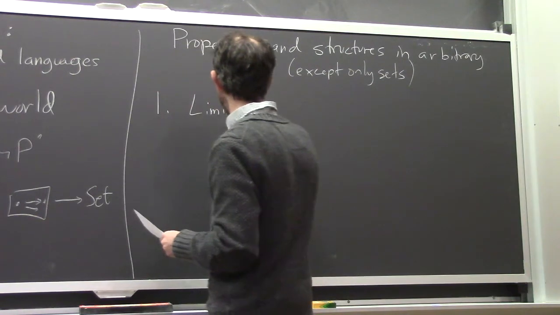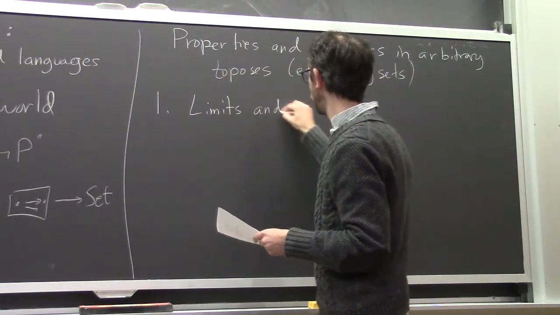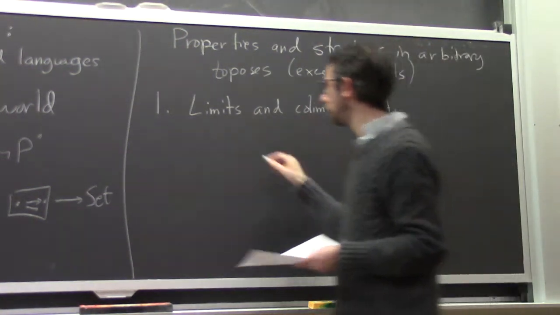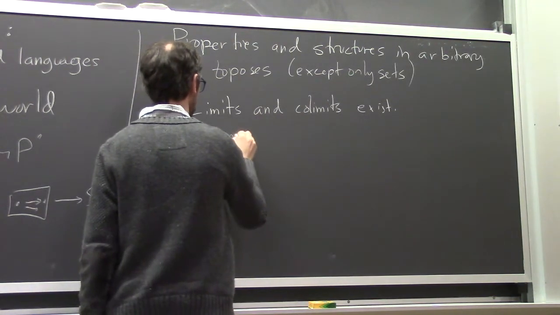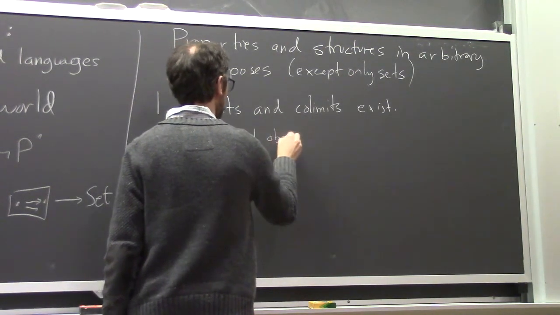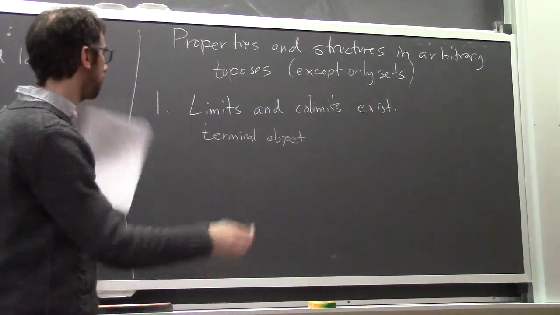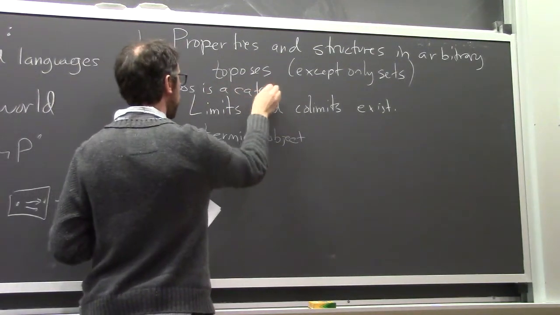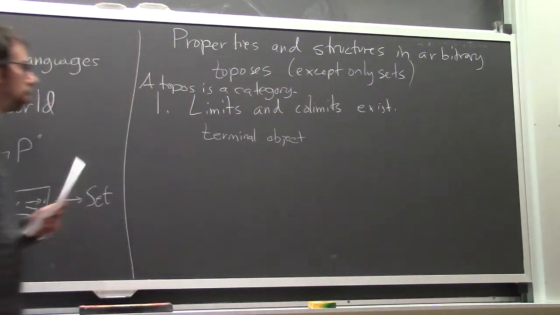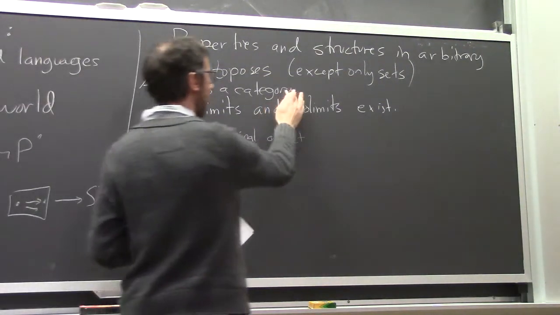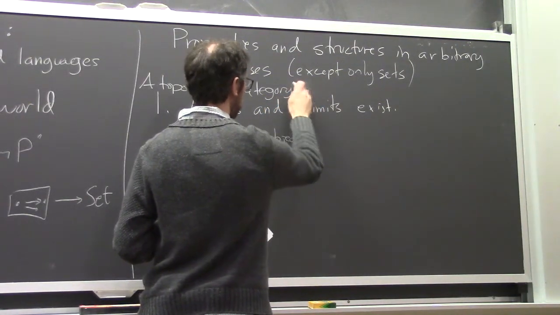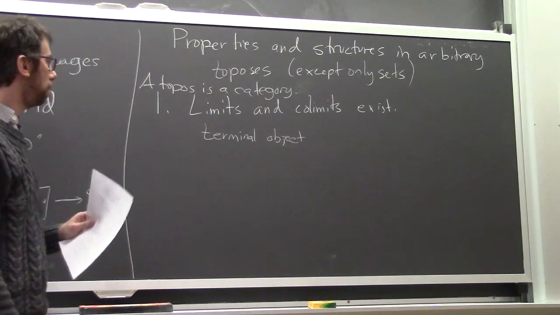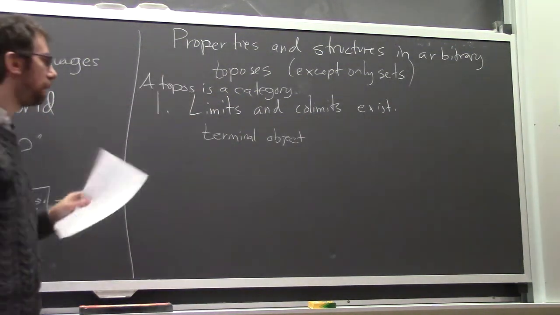Okay, so what is true in any topos? Limits and colimits exist. All limits and colimits exist. So for example, you have a terminal object, an object that receives a map from everything else. Sorry, a topos is a category. Remember, a category has objects and morphisms. It's a category with some properties, and you can define a topos in various ways. But here are some properties of it. It has all limits and colimits.